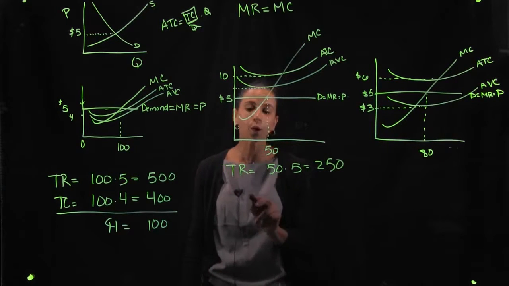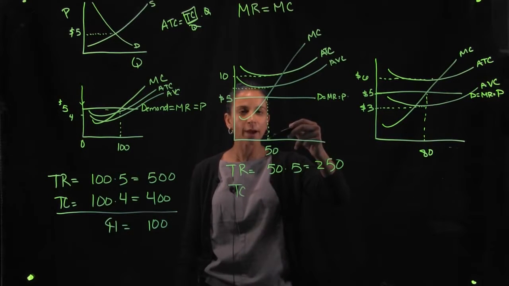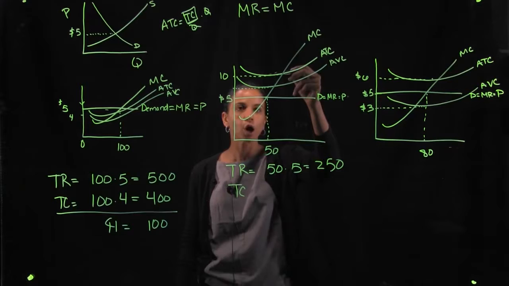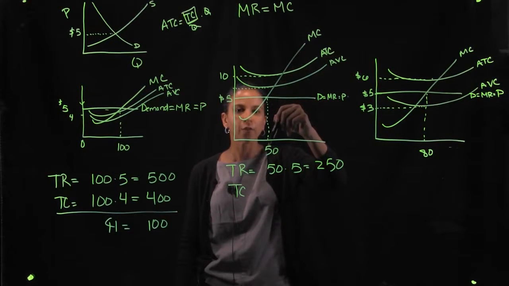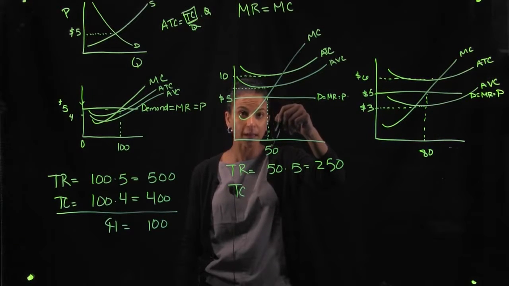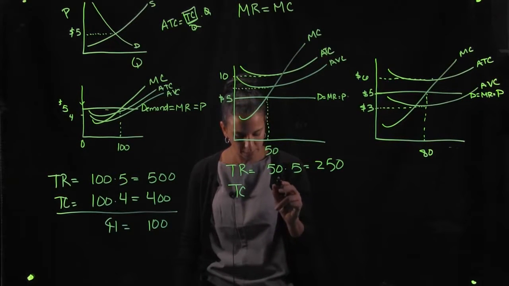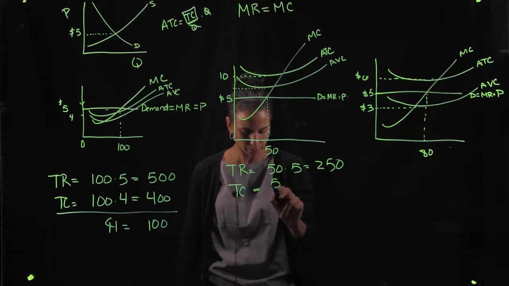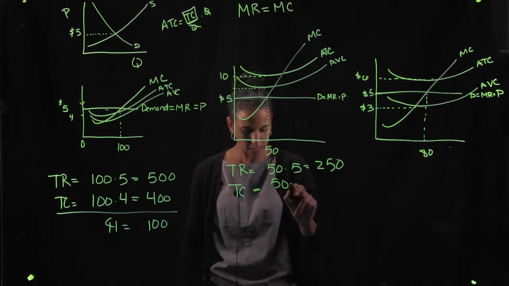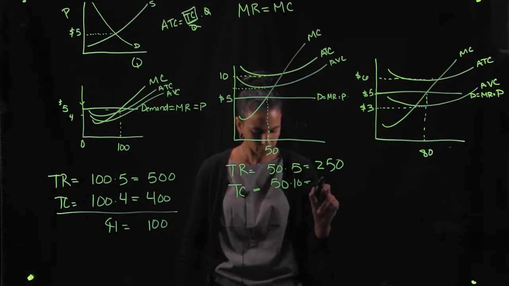Now, what's their total cost? I can read the graph here and say, at a quantity of 50, what is total cost per unit? So this is my average total cost. So for every unit, for every cupcake, it costs me on average, let's say $10 to make. All right, so then I will end up with the 50 times my 10, which gives me the 500.